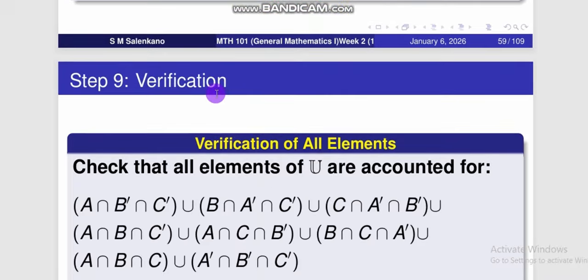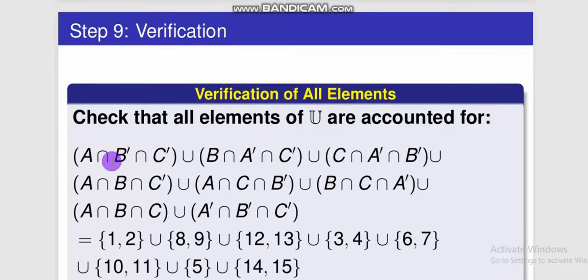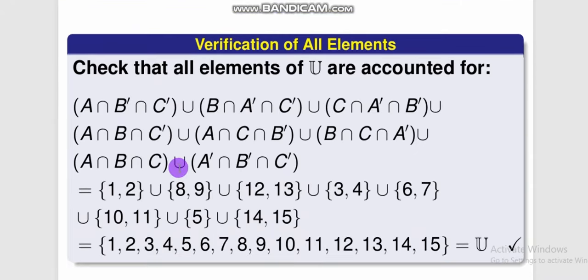Now, how do I verify that I am right? We can verify all the elements by uniting all the regions. Remember, we have 8 regions: 1, 2, 3, 4, 5, 6, 7, 8, right? This is A only, this is B only, this is C only, A and B only, A and C only, B and C only, A, B, and C together, and then neither A nor B nor C.